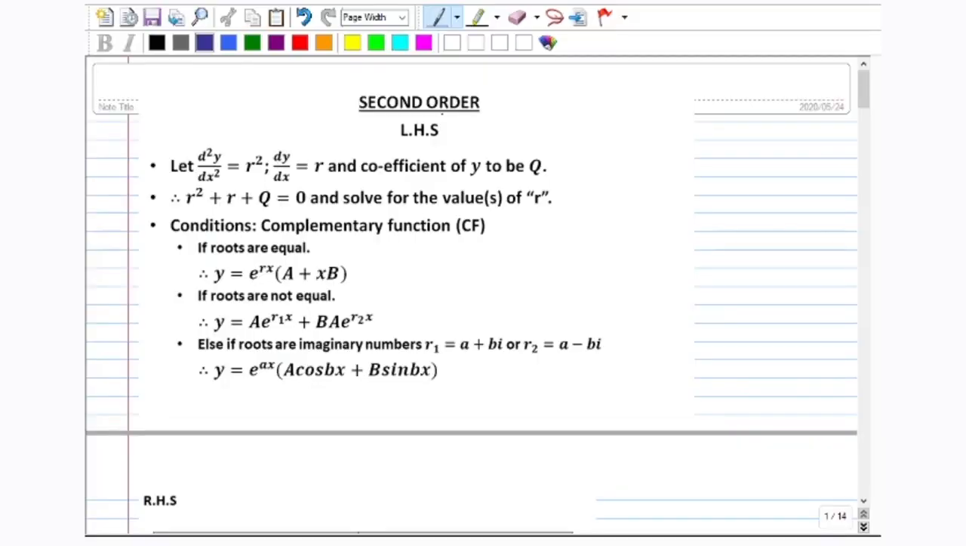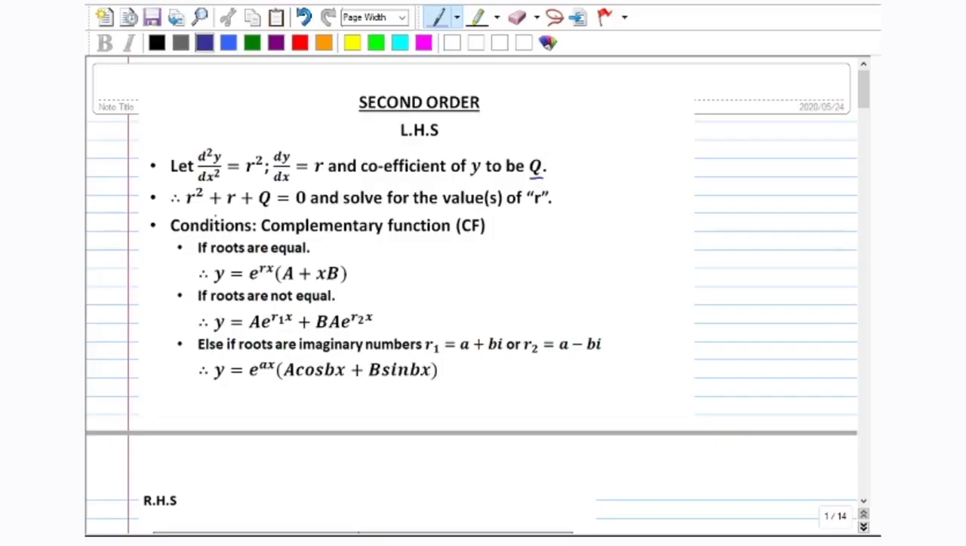So now let us look at the second order. Your second order will have the left-hand side, and also your right-hand side. In your left-hand side, where you have d squared y over dx squared, make that r squared. Then dy over dx, make that r. Then the coefficient of y, you are going to make it p. It's different from what we have been doing in the first order. Then we have this auxiliary equation, which is r squared plus r plus q equal to 0.